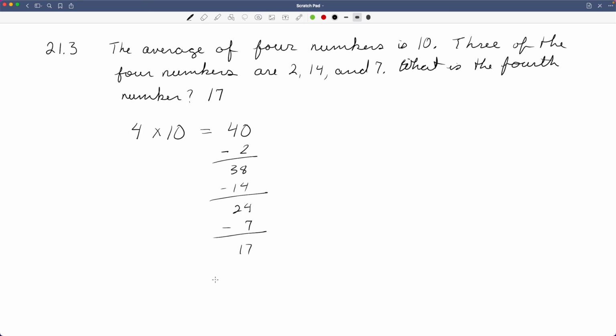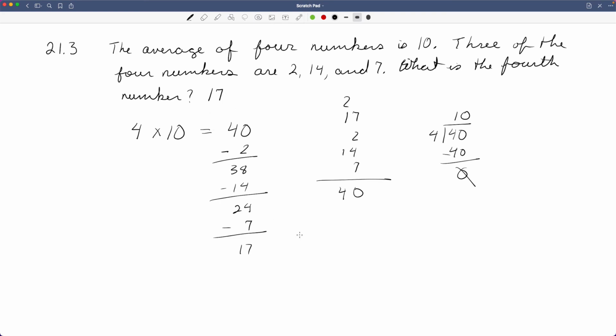Now we can check that. It's really easy to check. All we have to do is add 17 to 14 and 7. And that's 9, 10, 11, 12, 13, 20. Carry 2, 3. That's 40. We have 4 numbers. 40 divided by 4 is 10. So we know that the answer that we came up with, 17, is correct.